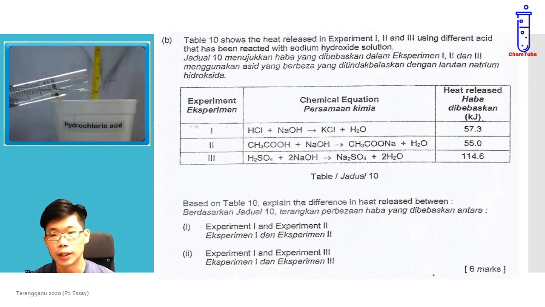You can see the heat released is different for set 1, set 2, and set 3. Released means you must know that there is a negative sign here. The negative sign shows the heat is released. Back to the table: explain the difference in the heat released between 1 and 2, and 1 and 3. This is 6 marks.